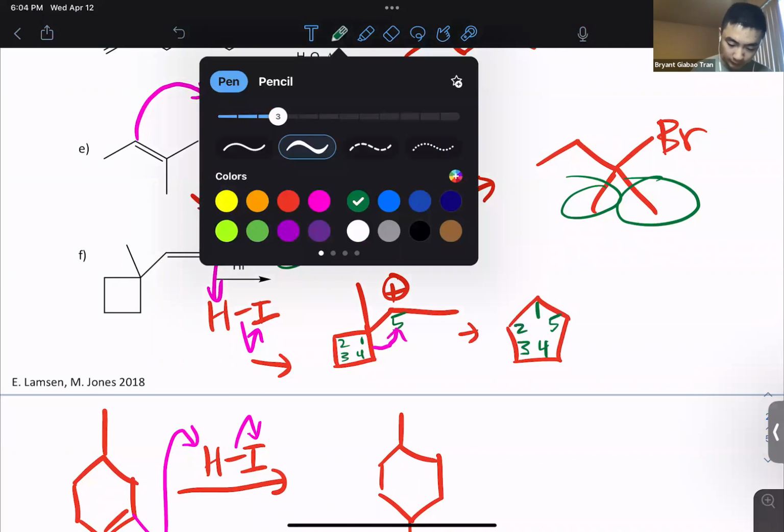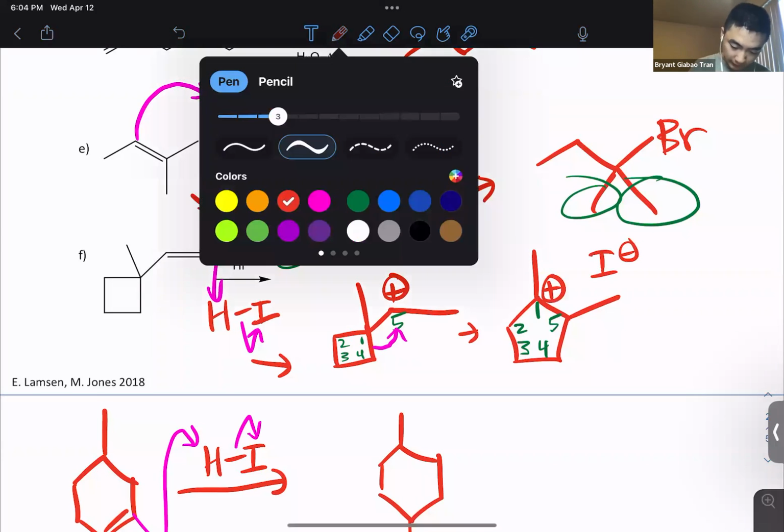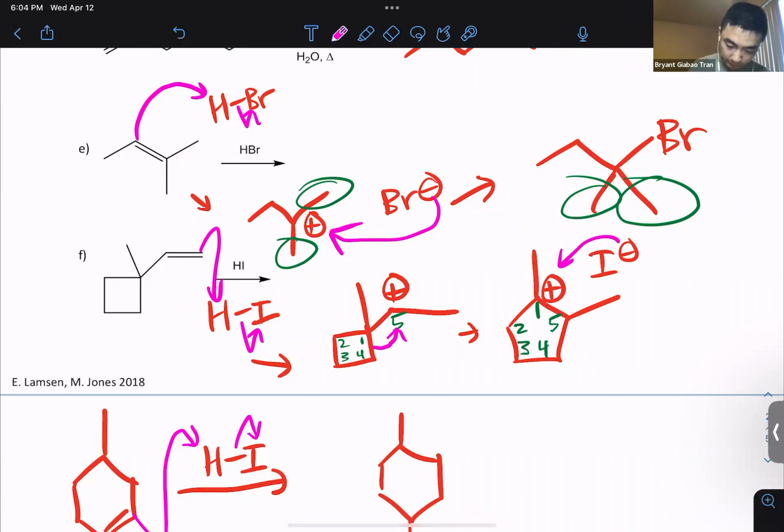Then we see what's attached to each carbon. We see at carbon 5, there's a methyl group. And at carbon 1, there's also a methyl group. Since carbon 4 still has 4 bonds, and carbon 5 gained a bond, carbon 5 is now neutral, but carbon 1 lost a bond. So that makes carbon 1 positively charged, making it a carbocation. Then the iodine that left from the first step here will be able to attack that carbocation, giving us our final product here.